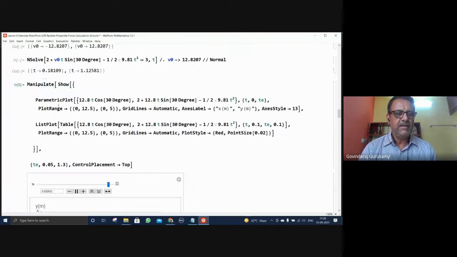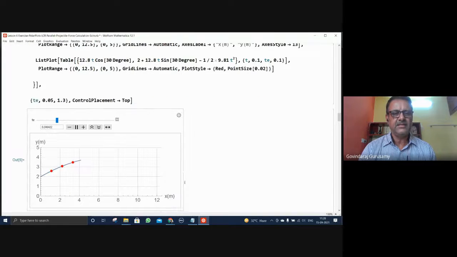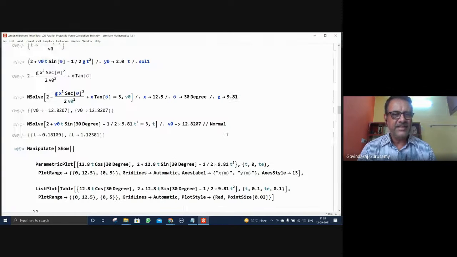One is Solve and NSolve, Manipulate, and there are Show, ParametricPlot, and ListPlot. These are the things which we are routinely going to do for every problem again and again. Therefore it is a really wonderful tool for us to get a deeper understanding of a given problem. We should not miss what we needed.